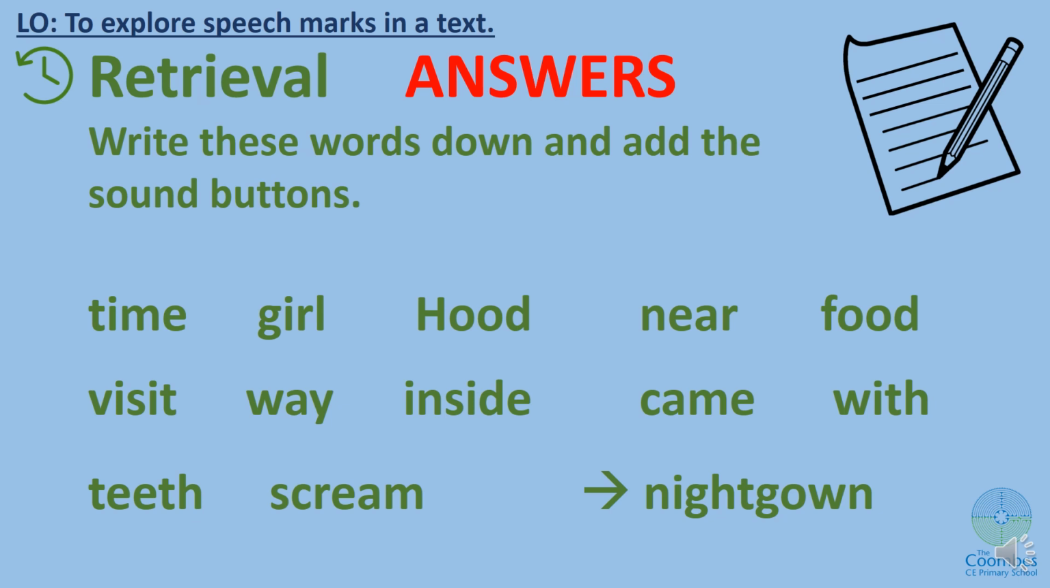So let's see if we got the answers right. Again, I'll go over the first two. So the first one was t, i, time. Then we have g, l, girl. H, d, hood. N, ear, near.